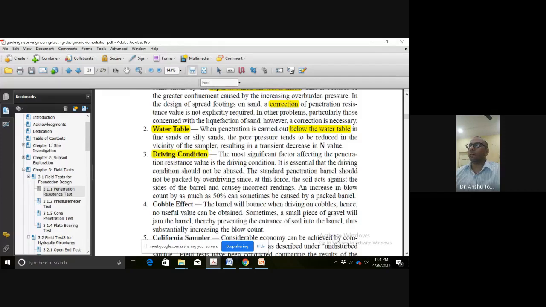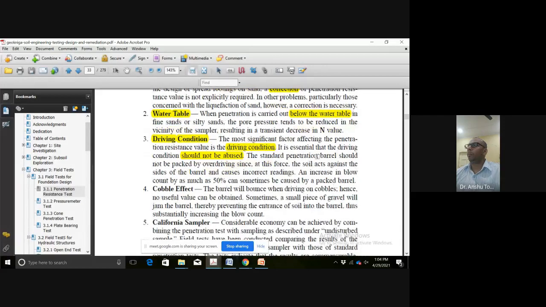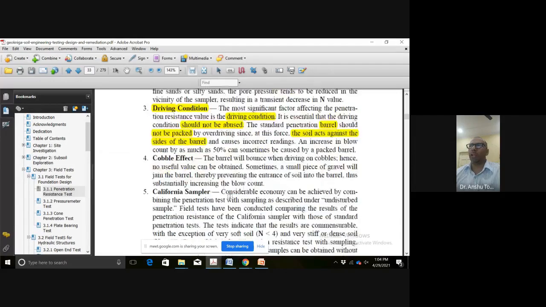Driving conditions. The barrel should not be packed by over driving, since at this point the soil acts against the sides of the barrel. So whatever hammering you are going to give, that should be considered.